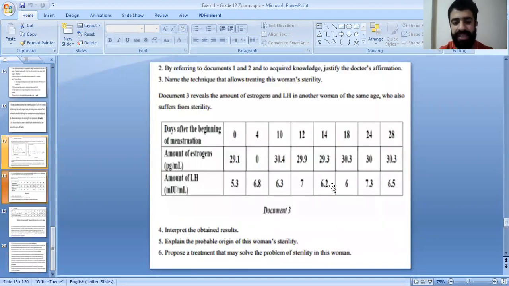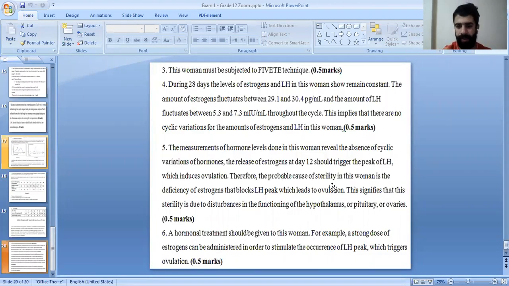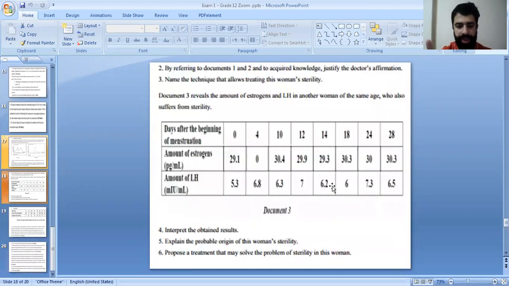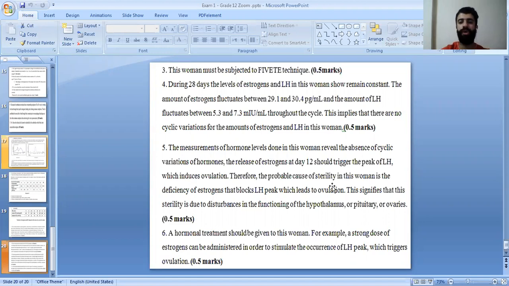Point 5, explain the probable origin of the woman's sterility. What is the problem? What is the probable origin? There is a problem at the level of the hypothalamus pituitary axis. So the measurement of the hormone levels done in this woman shows that we don't have a cyclic variation of hormones. They fluctuate at approximately normal levels or very close levels.